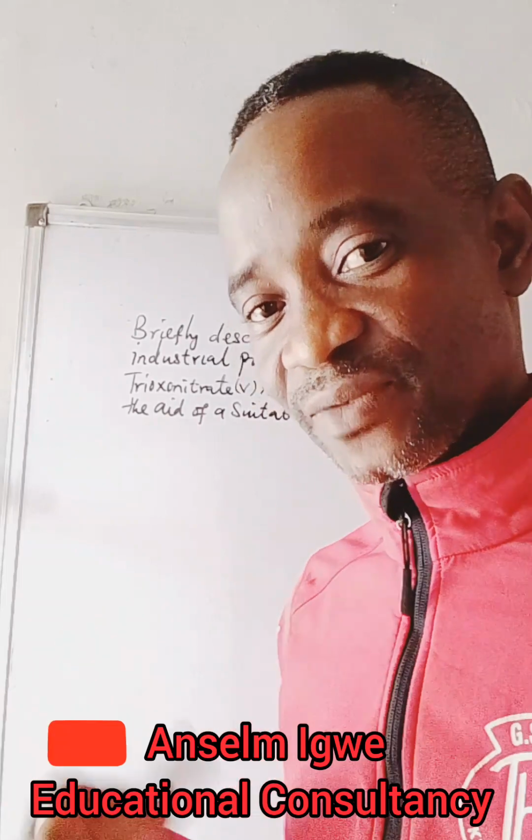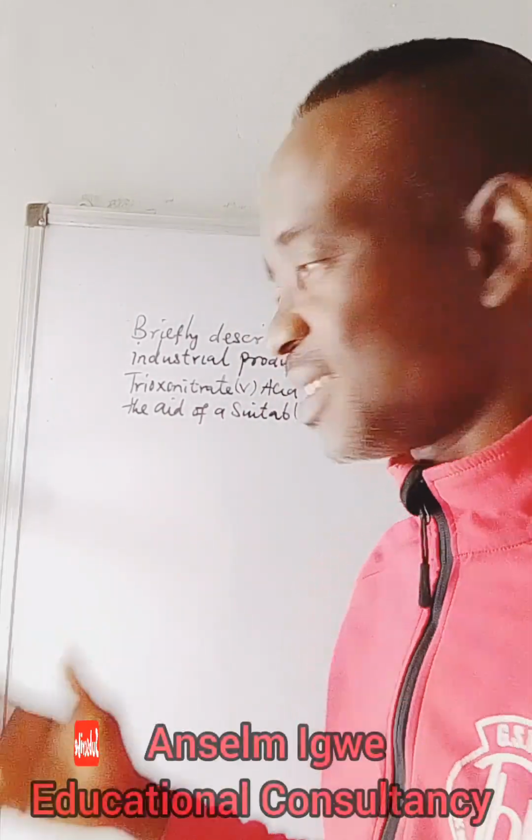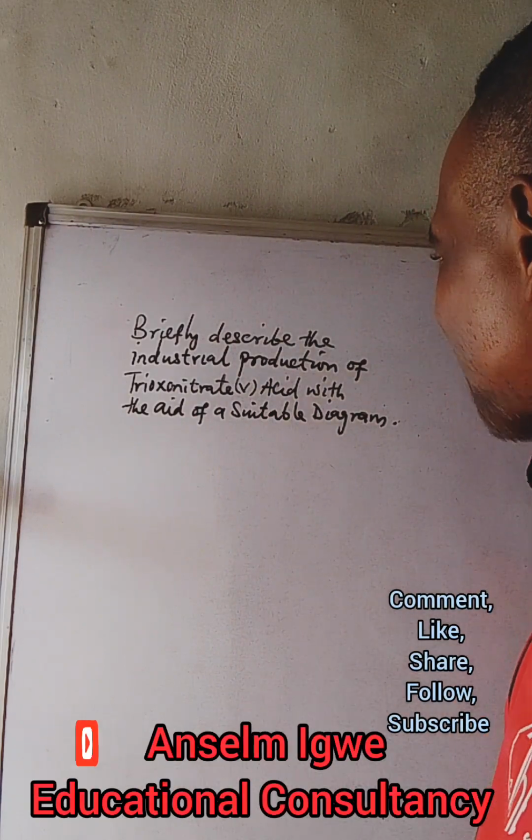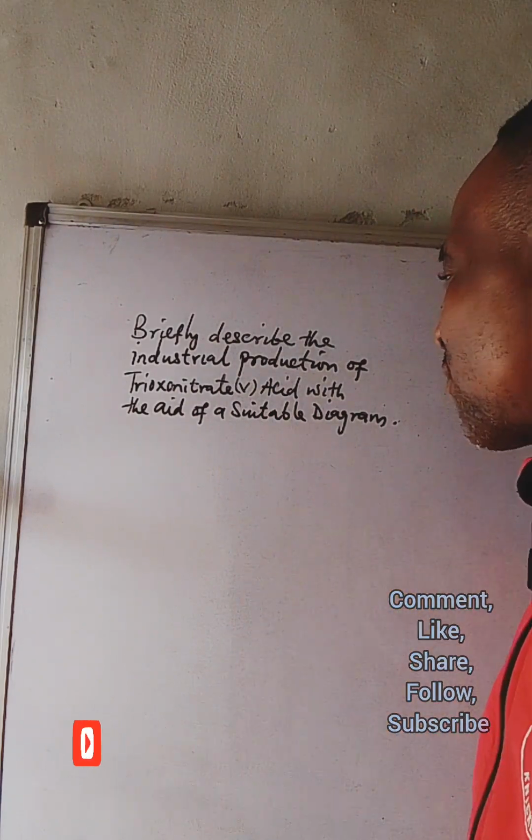Here is a question before us for consideration. Briefly describe the industrial production of trioxonitrate 5 acid with the aid of a suitable diagram.